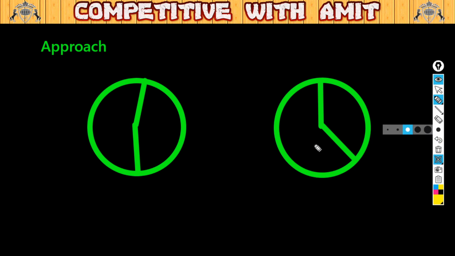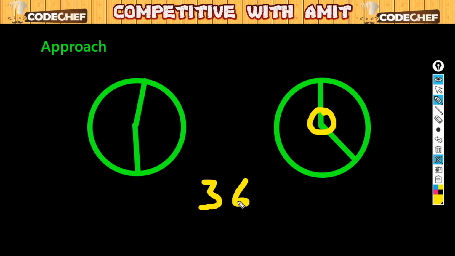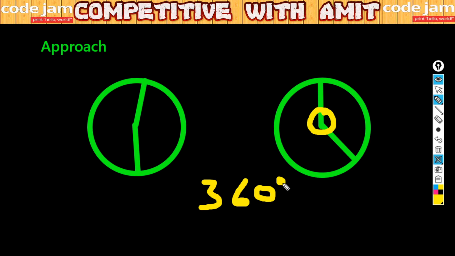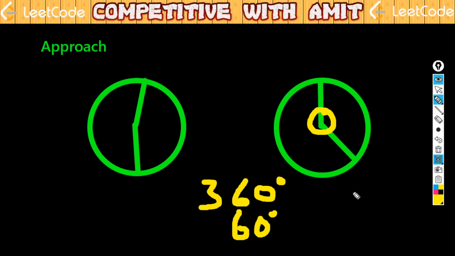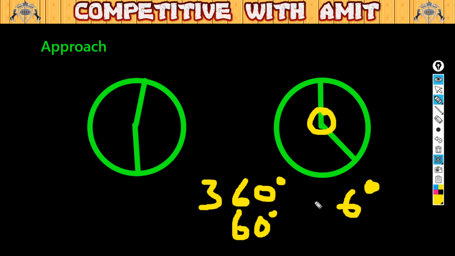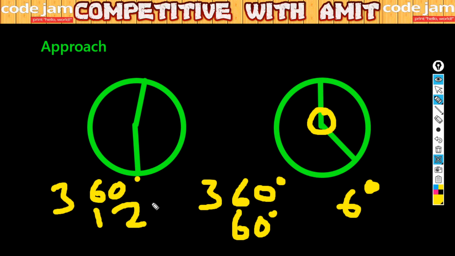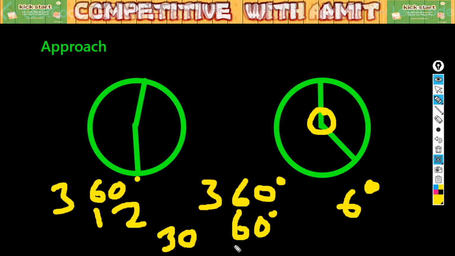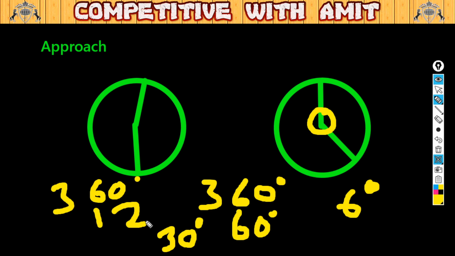First of all, we all know that the whole angle is 360 degrees. Now there are 60 minutes, so 1 minute is equal to 6 degrees. Similarly we will do this calculation for hours also. 360 degrees divided by 12, so what will we get? 30. Yes, we will get 30. So 1 hour is equal to 30 degrees.